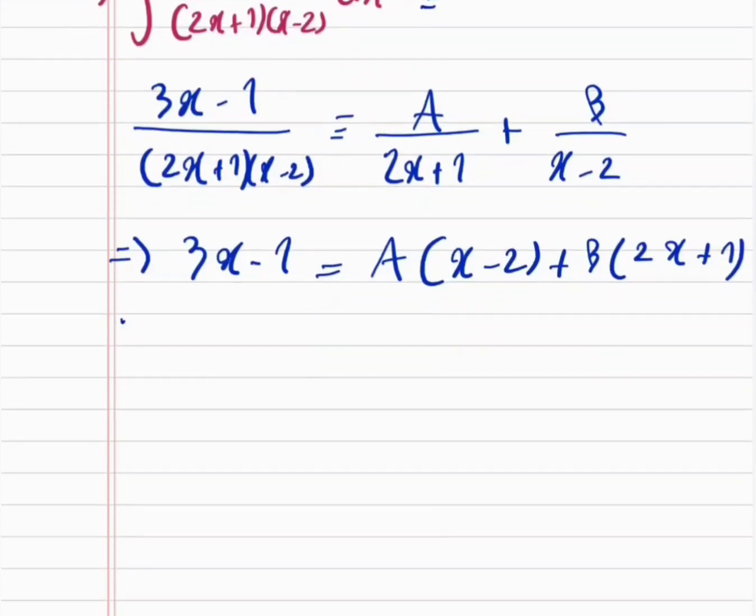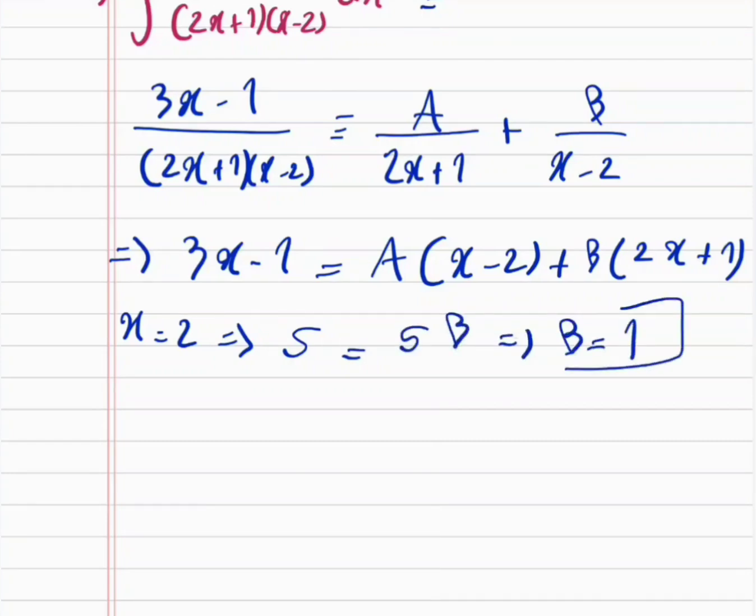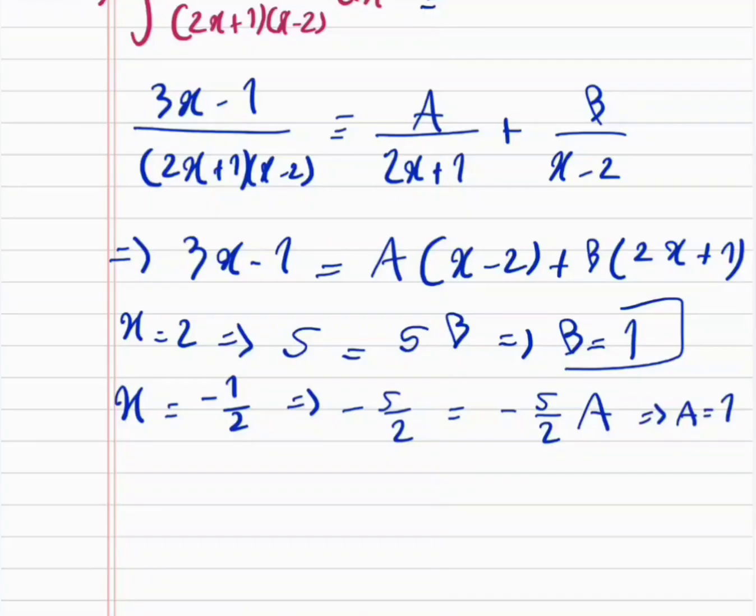Okay, now let x be equal to 2, and then that gives us 5 is equal to, so the first bracket becomes 0, and then the second one is equal to 5b. That means b is equal to 1. And then now we can set x be equal to minus a half, because 2x plus 1 is equal to 0 when x is equal to minus a half. And now this gives us minus 5 over 2 is equal to, again, minus 5 over 2 times a, and then the second bracket is 0, so a is equal to simply 1.